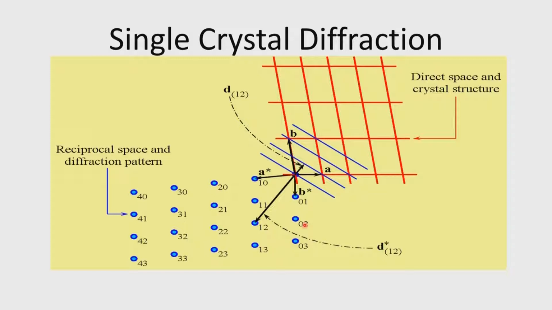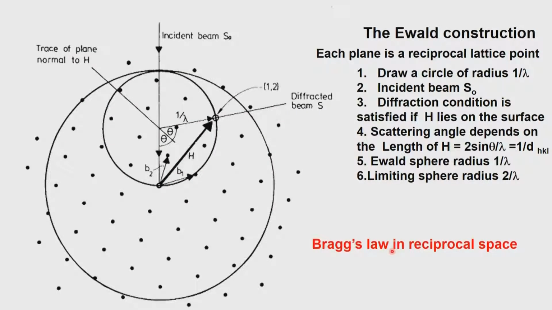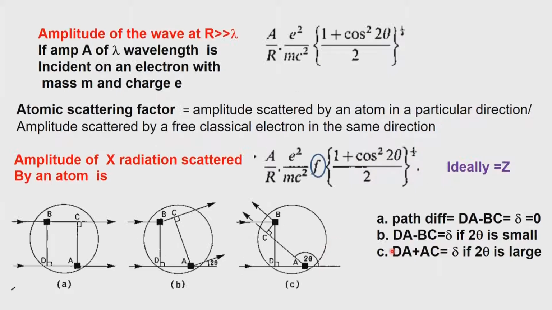So, we can index these spots in terms of 1 by d HKL, which we can call d star of HKL. We have d in real space, that is the spacing between planes. Now, it gets represented as the identity of a reciprocal lattice point, and that reciprocal point will represent d star or 1 by d of HKL in the reciprocal space. Right. Now, we have got to an understanding of this.